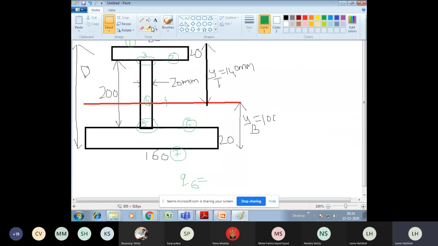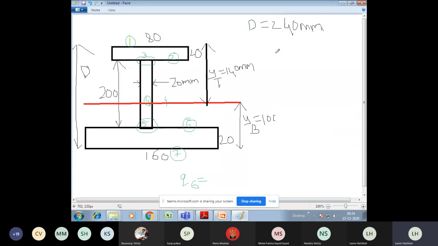So let me explain this calculation now. First of all, let me write the shear stress equation. Q is equal to F divided by I into B, into A into Y bar. This is my shear stress equation. This equation, you should use for all the sections which you have written now: 1, 2, 3, 4, 5, 6, 7. So F divided by I into B into A into Y bar.